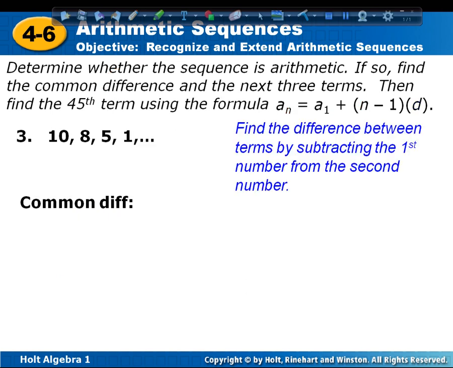All right, here's number 3. Again, go ahead and write that down. 10, 8, 5, 1, and so on.